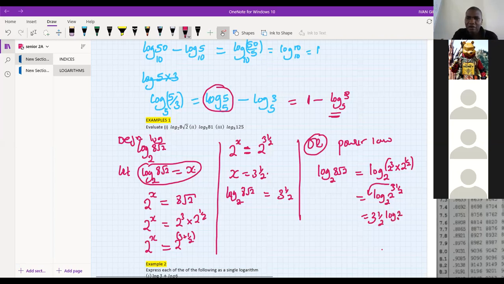But from the first law, we said log of a base a is the same as 1. Log of 2 base 2 is the same as 1. So we shall end up with 3.5 times 1, because log 2 base 2 is the same as 1. And therefore, our answer here will be 3.5. That's what we end up with.